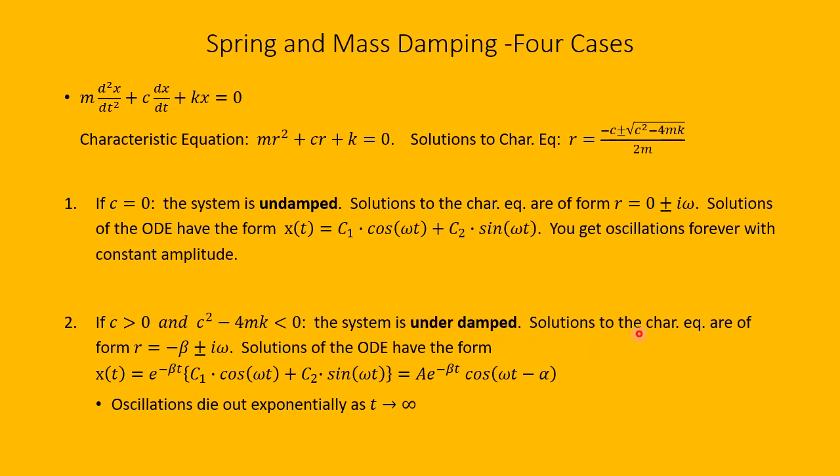The solutions to the characteristic equation in this case are R equals minus beta plus or minus i omega, and solutions to the ordinary differential equation in that case are e to the minus beta t times c1 cosine omega t plus c2 sine omega t. We can combine these two together into one cosine term with a phase shift involved. So we can write this solution as some amplitude a times an exponential e to the minus beta t times cosine of omega t minus the phase angle alpha. In this case, the oscillations die out exponentially as t goes to infinity.